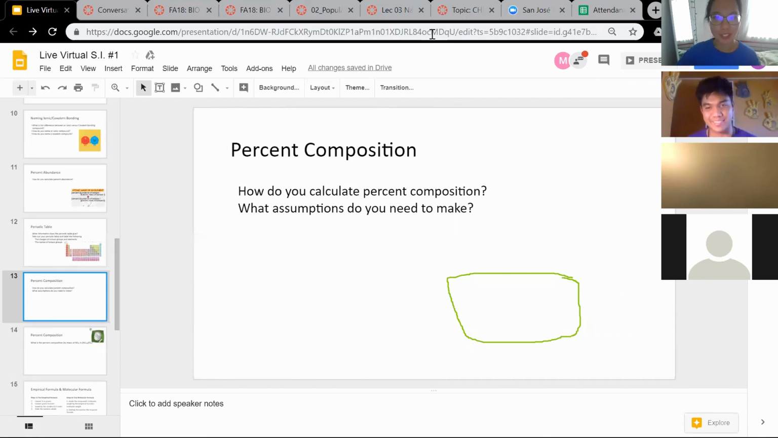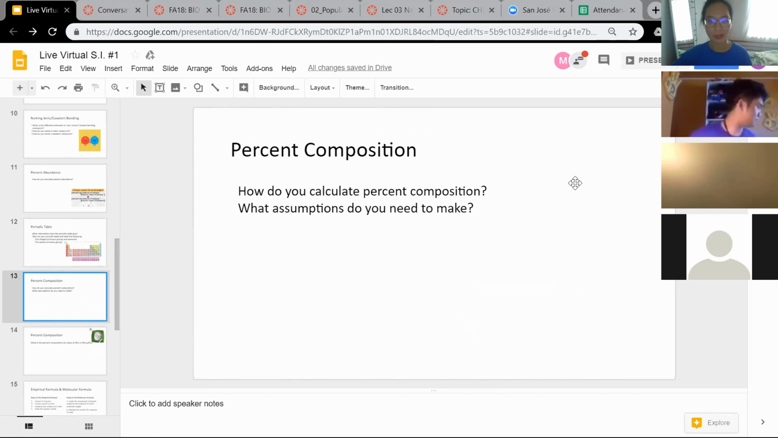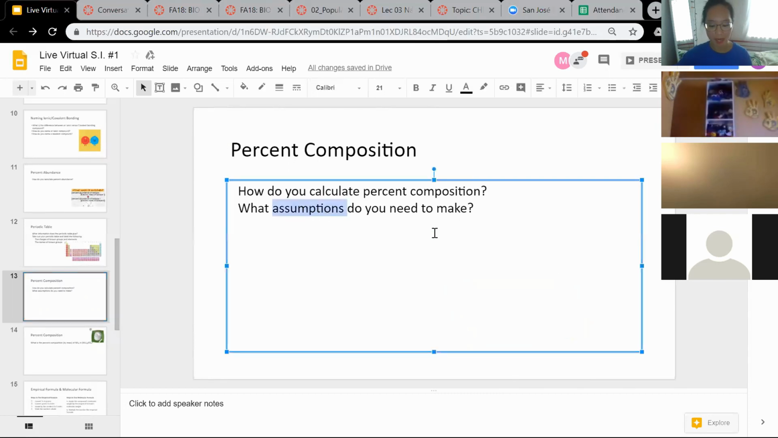Alrighty, so another topic that's going to be on your exam is percent composition. For this, you basically need to know how to calculate it, and also what assumptions you need to make. Percent composition is basically parts of a whole, so you need to assume that these elements are the only elements within that compound.